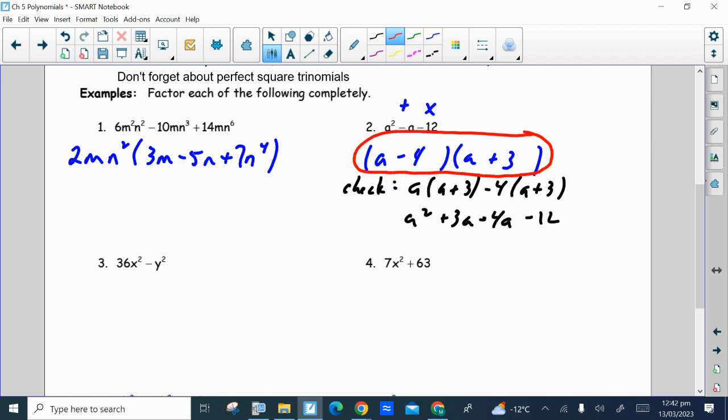Remember, factors are things that multiply together to get what you start with. Right?